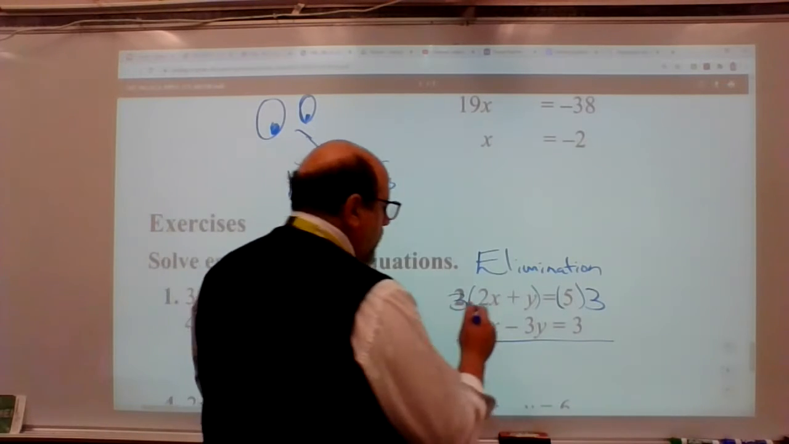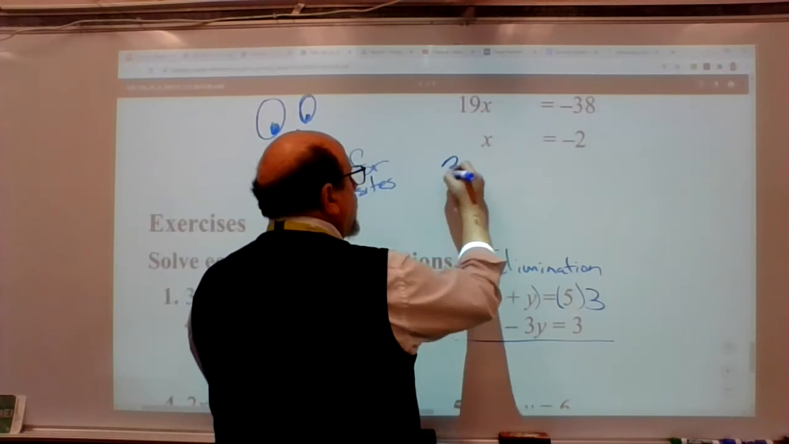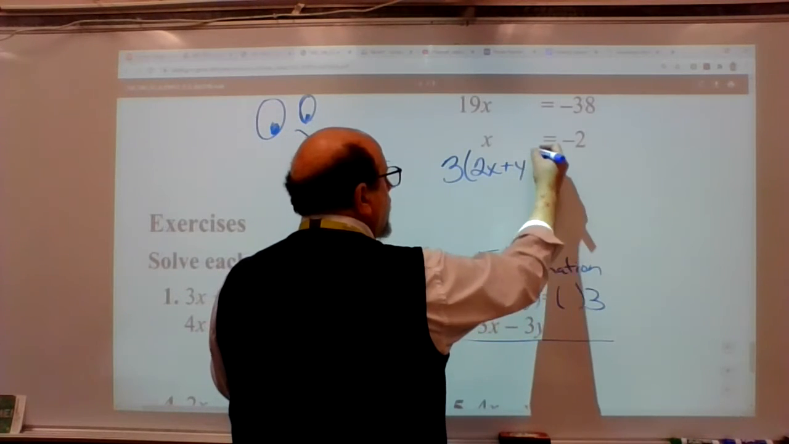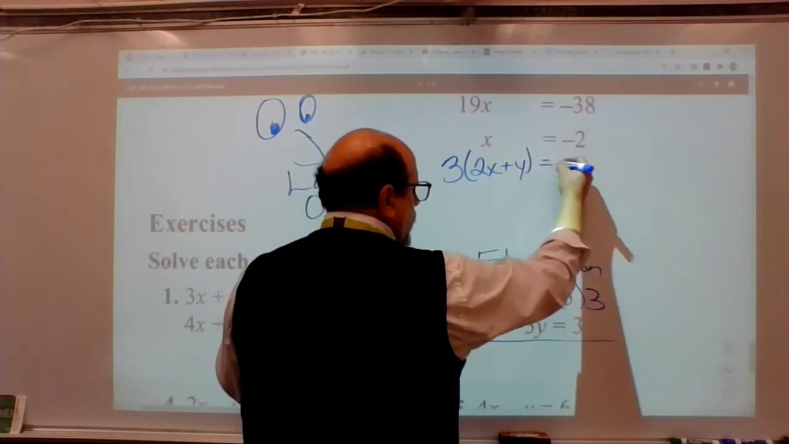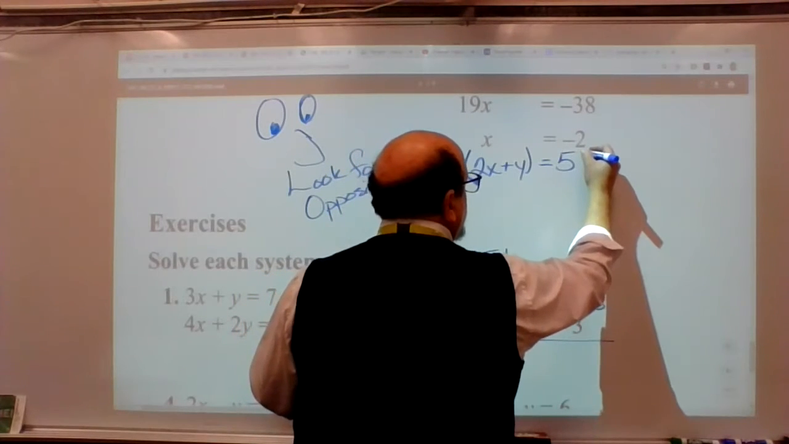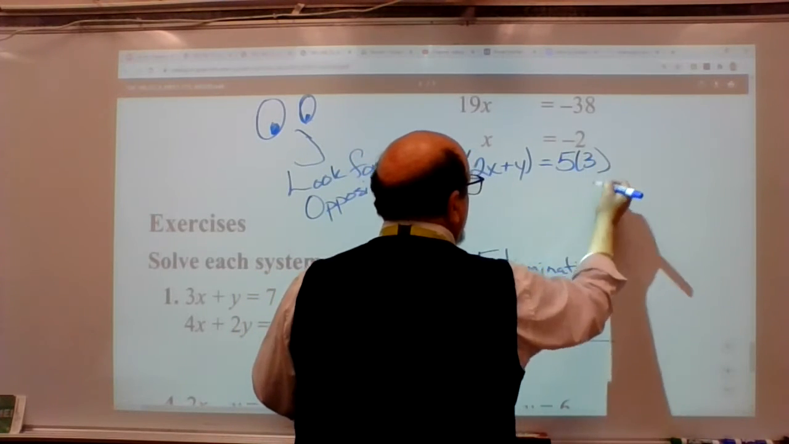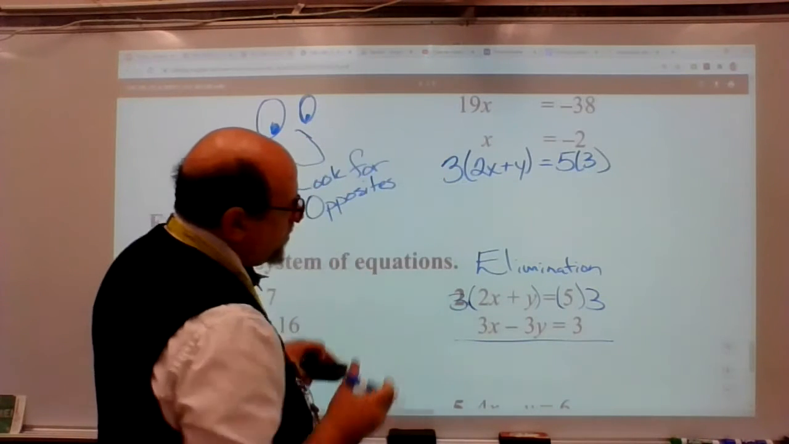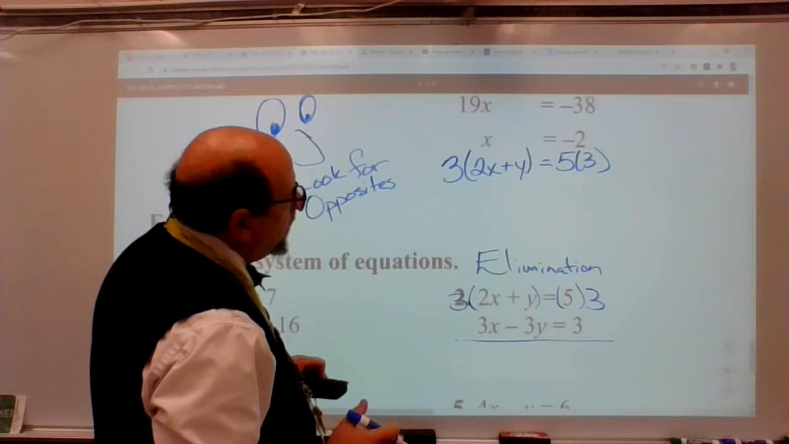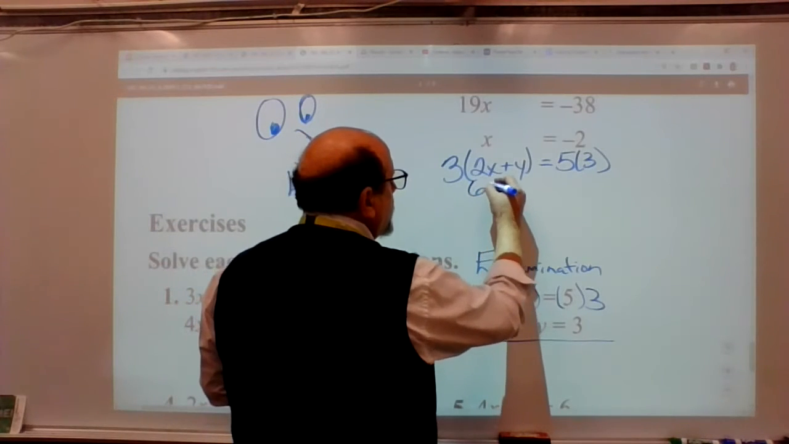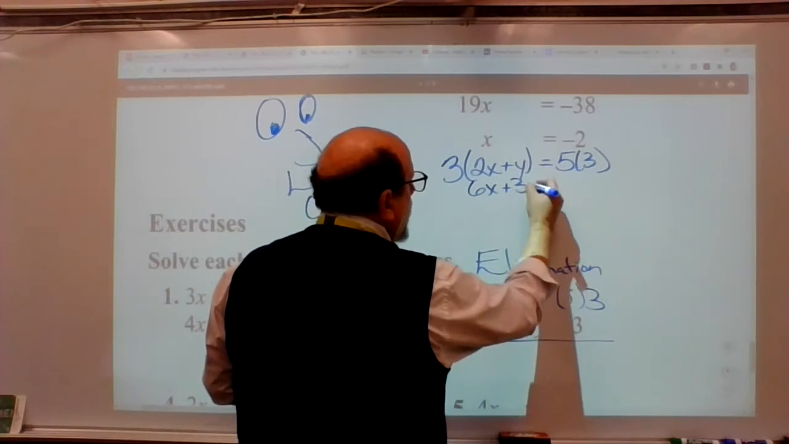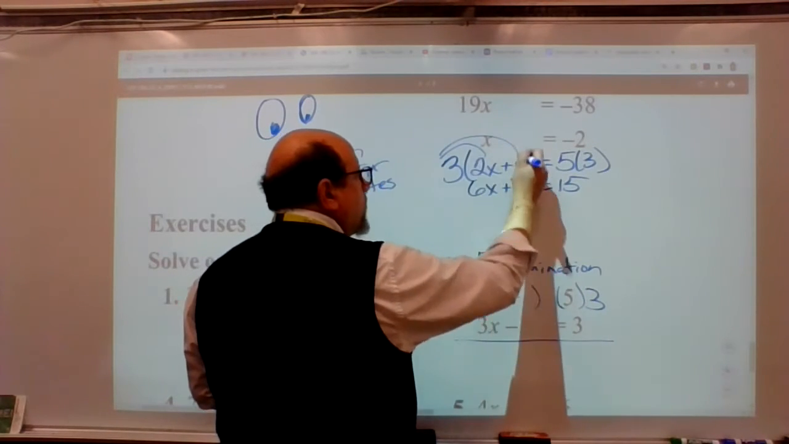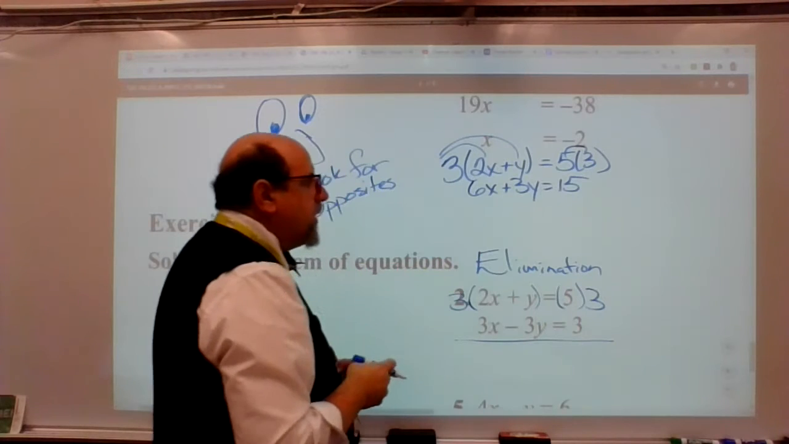So, I'm going to rewrite this up here. 3 times 2x plus y equals 5 times 3, right? And I'm going to do that math first before I put the 3x minus 3y equals 3 underneath it. I'm going to say this is equal to 6x plus 3y equals 15. That's me doing all the math, doing the distribution, and multiplying that by 3.